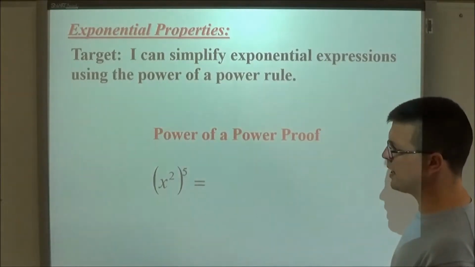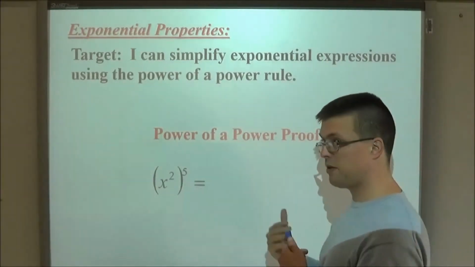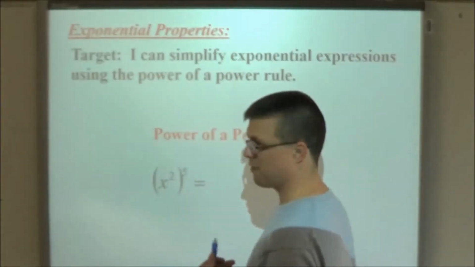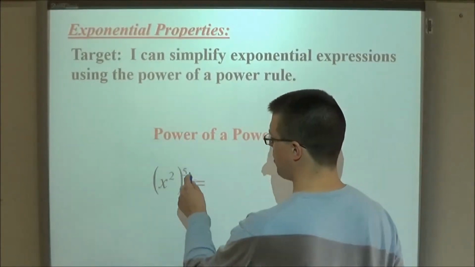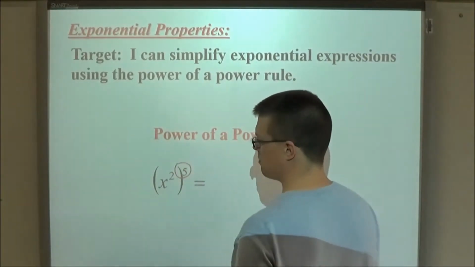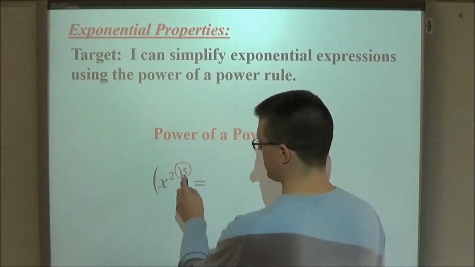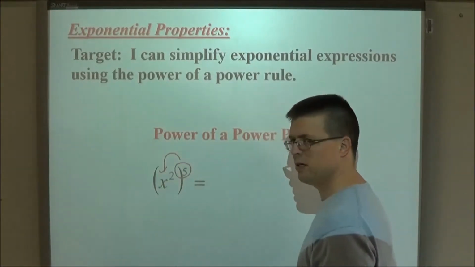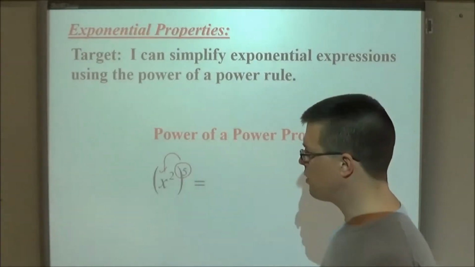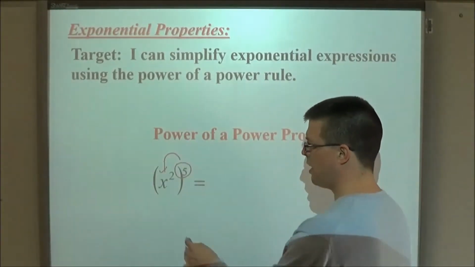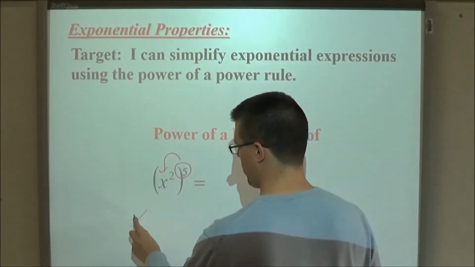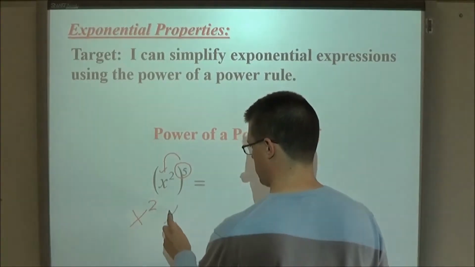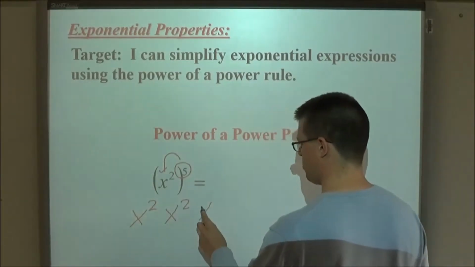Well, the first thing we've got to do is how to interpret this problem. And there's different ways to interpret it, but one way is we take our outer exponent, because it's saying that we're raising what's inside, the x squared, which means that we have 5 of these x squares in a problem.